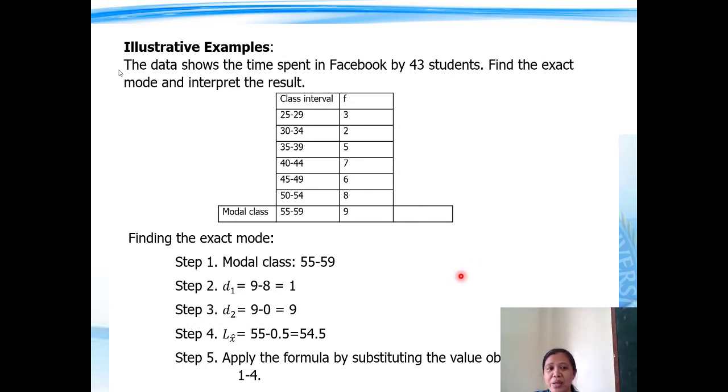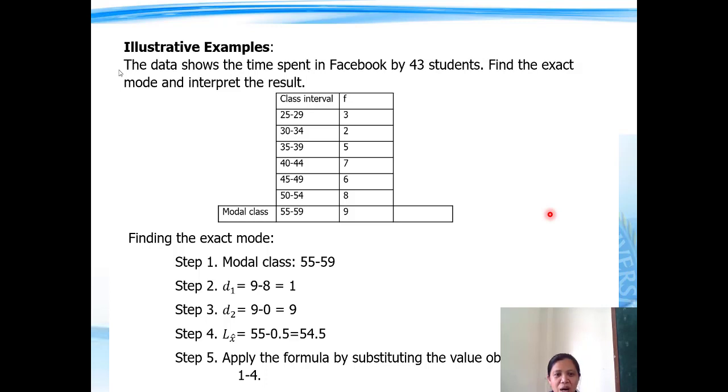Okay, so we have here an example. The data shows the time spent in Facebook by 43 students. Find the exact mode and interpret the result. Given the class interval and the frequency, we have the highest frequency there, which is 9. Therefore, our modal class is 55 to 59, because it has the highest frequency.